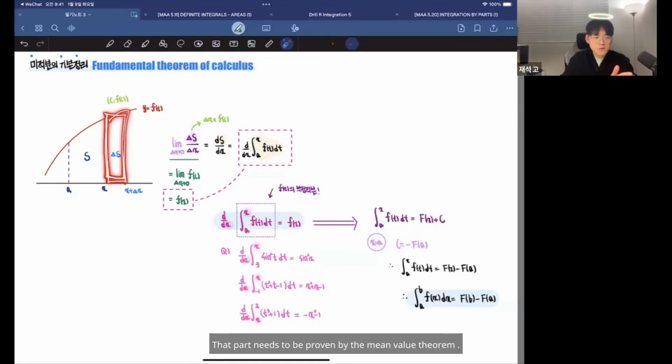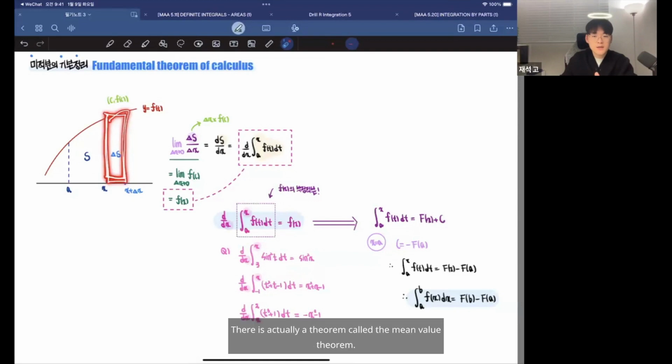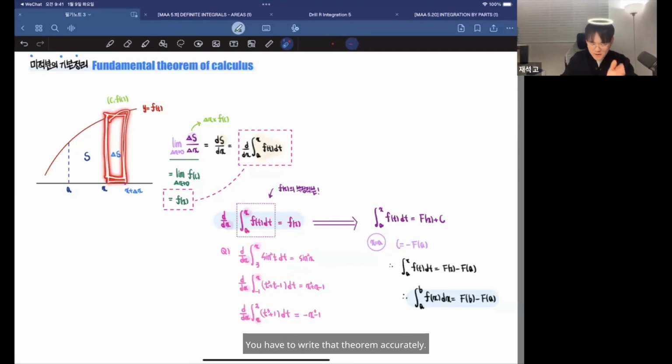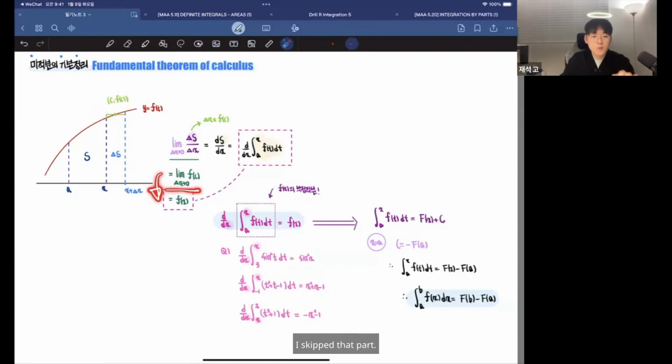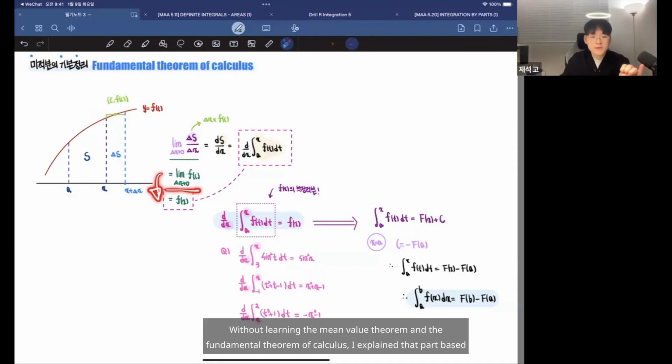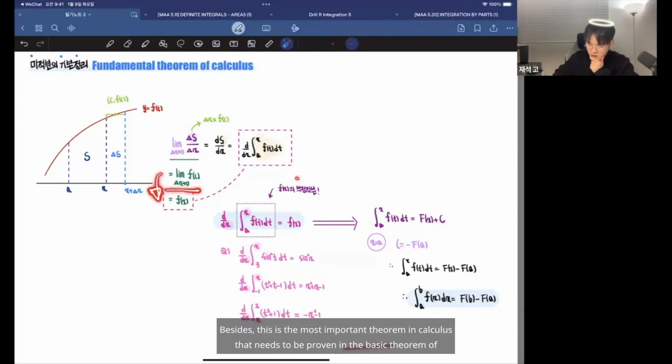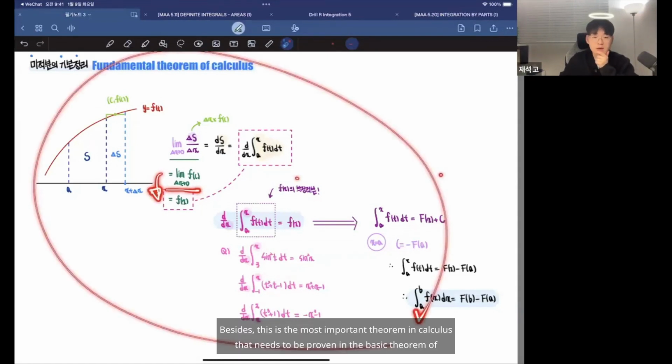That part needs to be proven by the mean value theorem. There is actually a theorem called the mean value theorem. You have to write that theorem accurately. And secondly, you have to explain the process of how this changes into that using the squeeze theorem accurately. I skipped that part. Without learning the mean value theorem and the fundamental theorem of calculus, I explained that part based on intuition. Besides, this is the most important theorem in calculus that needs to be proven in the fundamental theorem of calculus.